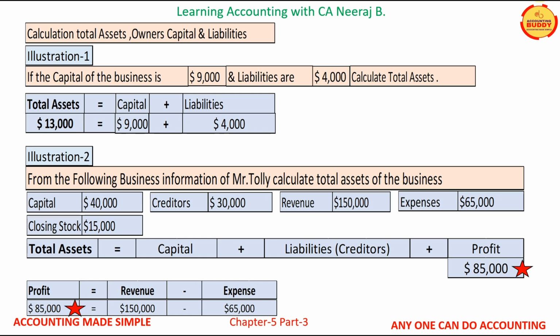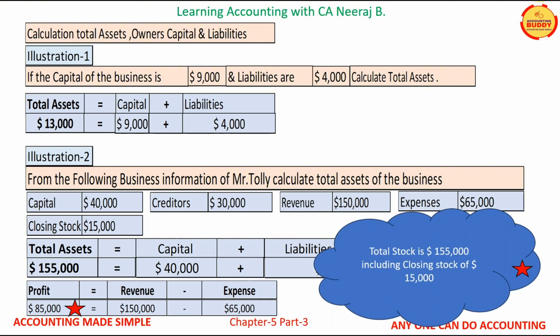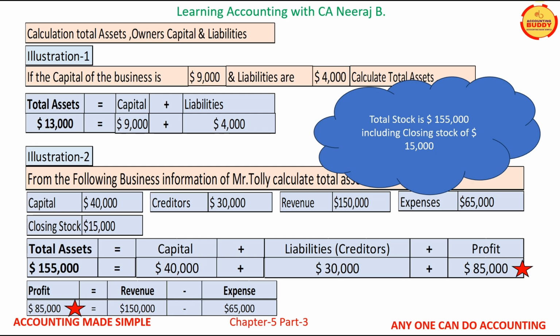Therefore, the profit is $85,000 and the liabilities given are $30,000 and the capital given is $40,000. Therefore, the total assets of $155,000 are equal to the sum total of the capital and the liabilities and the profit. Further, the closing stock of $15,000 is a part of the total assets of $155,000.